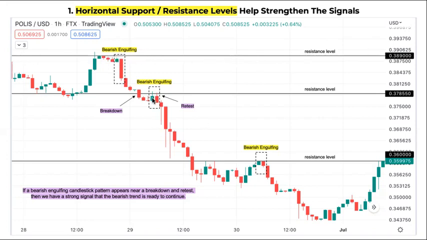Okay. Another example over here. Let's say you don't want to chase the price because this is too long. And your rule states that if the candlestick pattern is more than three times the smaller one, you are not going to go in. Okay. So you don't go in. You wait for another bearish engulfing candlestick pattern just below the resistance level.